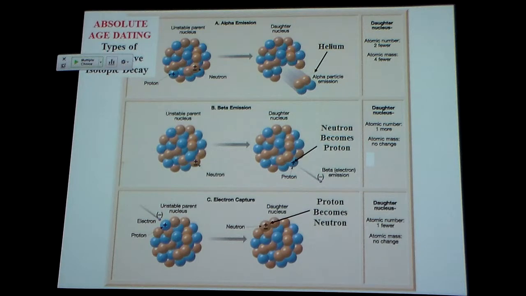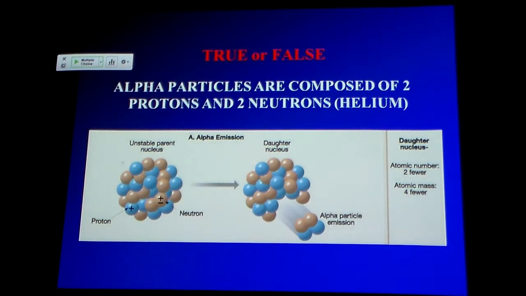So 3 different ways I can break down this material, and that's going to make a difference in what I end up with. It's going to change into different elements, or it might be the same element with just a different mass number. Okay, so true or false? Alpha particles are composed of 2 protons and 2 neutrons, which is essentially helium.